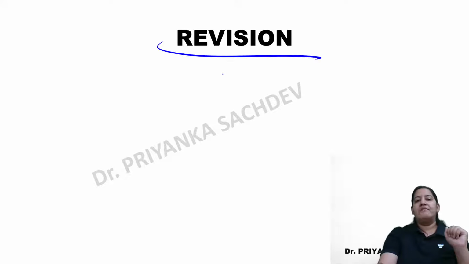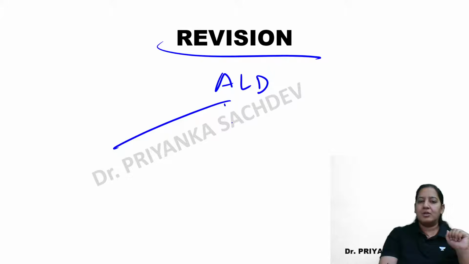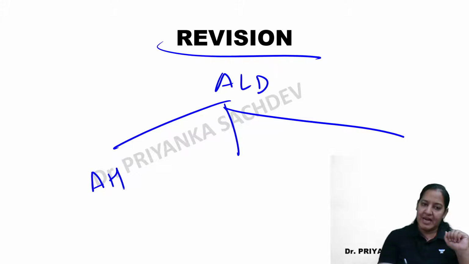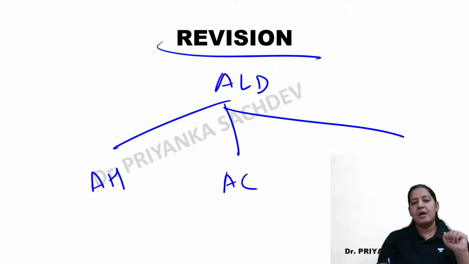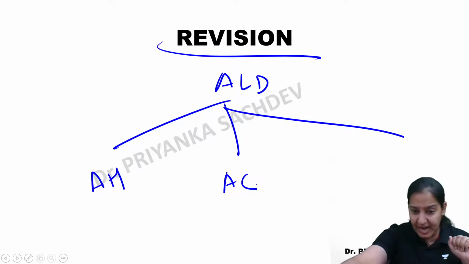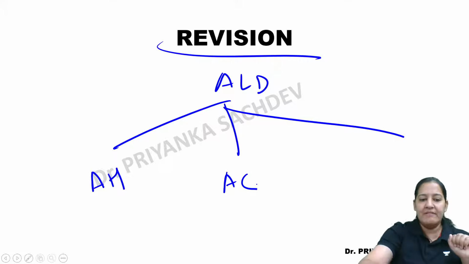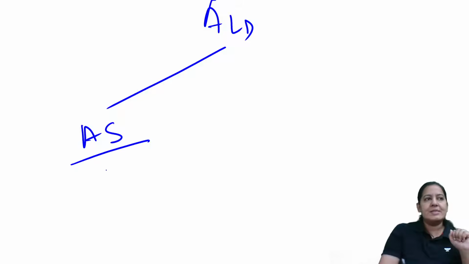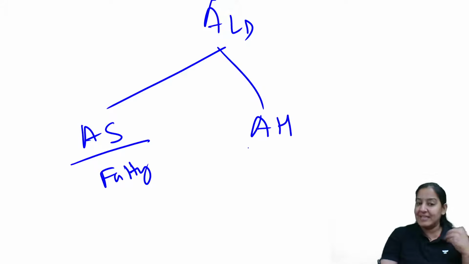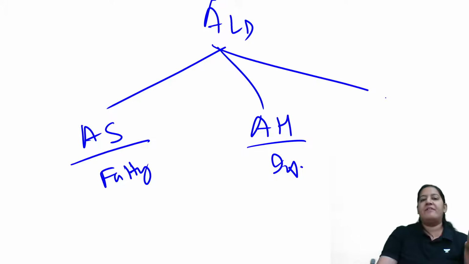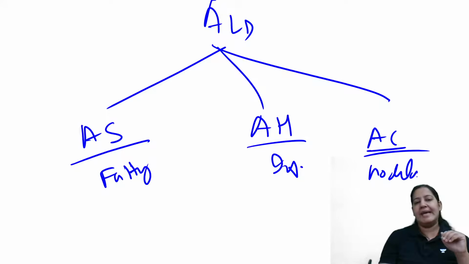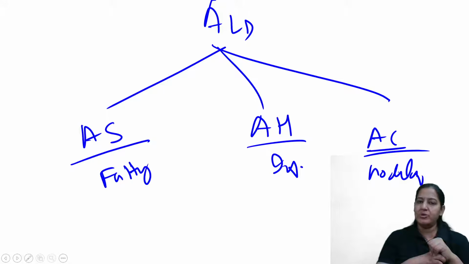So I am done with alcoholic liver disease. I'm sorry, the 3 types of alcoholic liver disease I am done. The first is alcoholic steatosis, known as fatty liver. The second is alcoholic hepatitis, that is injury and inflammation. The third is alcoholic cirrhosis, the end stage, in which the liver converts to nodular. Yes, I am done. Anyone having any doubt till now?